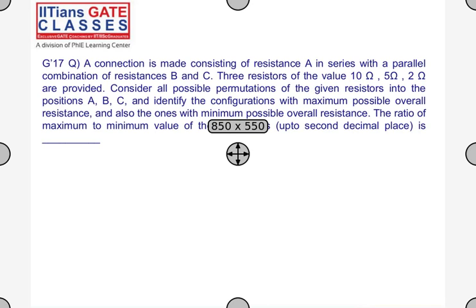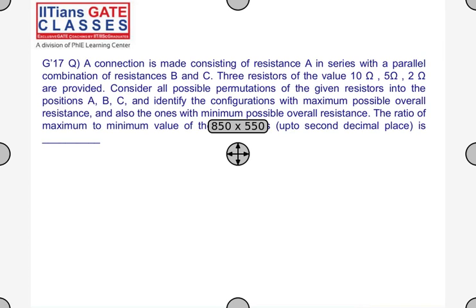Okay, this is a GATE 2017 question, so try to answer this. When you read the question, you will be able to draw the circuit, how the circuit is.